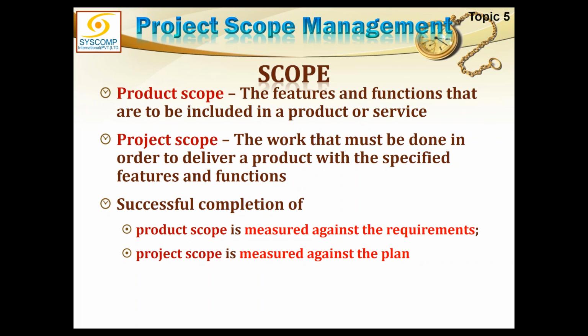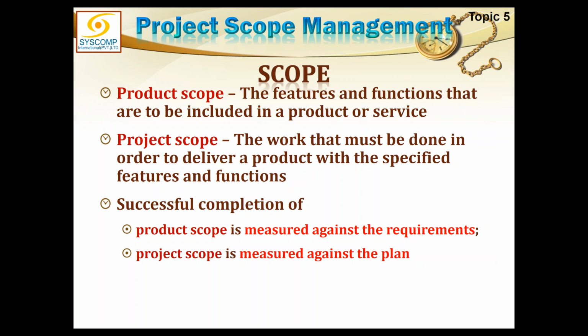Similarly, how do you measure successful completion? Product scope is measured against the requirements. And where do we do that? We do that in validate scope. The validate scope process does this job. It checks the product scope. It measures the requirements: how many requirements have been fulfilled and how many have not been fulfilled. If they have not been fulfilled, the product is not cleared. This is not validated. It is the user acceptance testing.